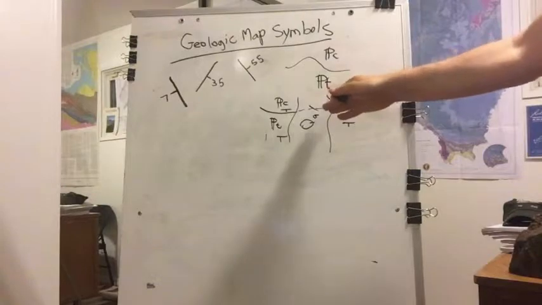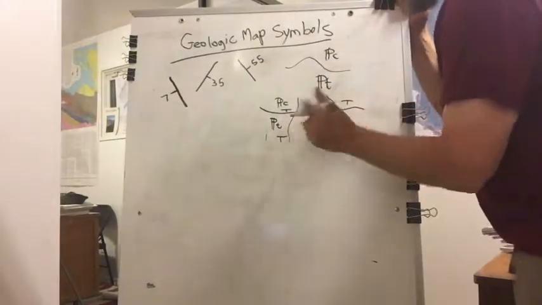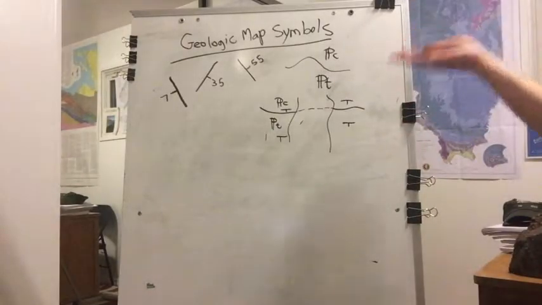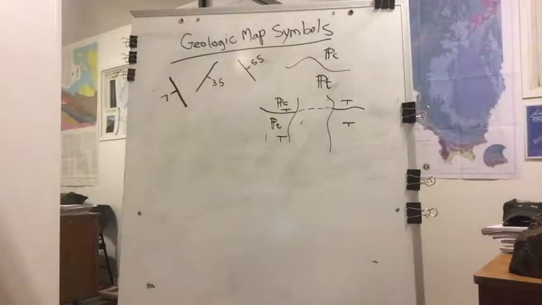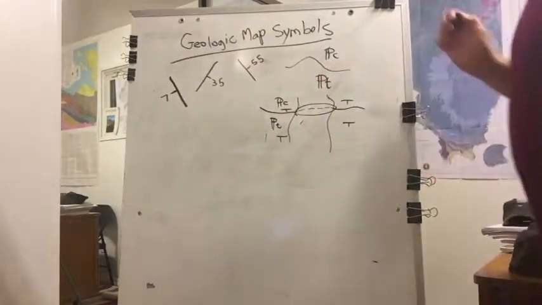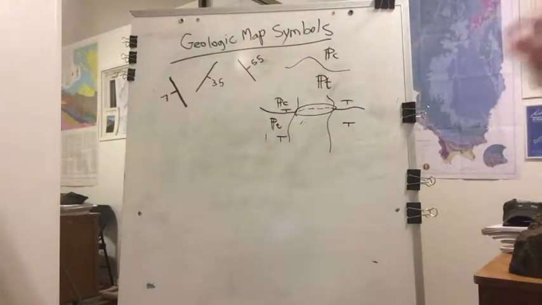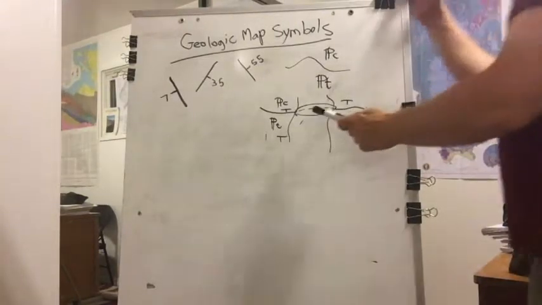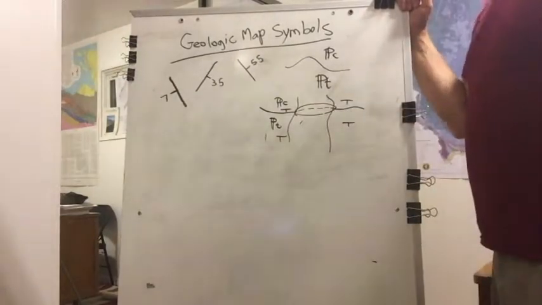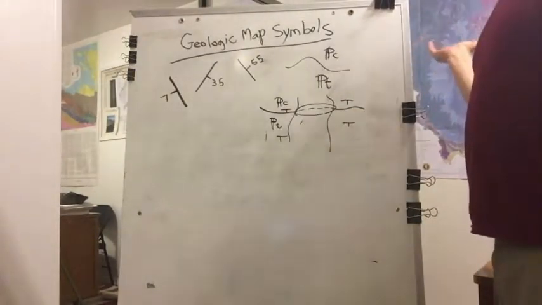And that dashed line right here is a concealed or covered contact, or an unsure contact. It'll be the same thickness as your contact line. We try to avoid using these as much as we can. You don't want a geologic map that's all these, because it's just like, okay, so why'd you do this then?